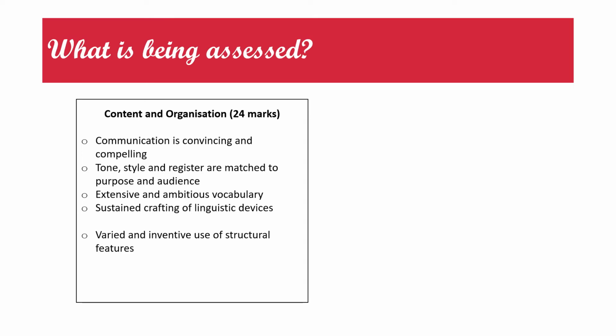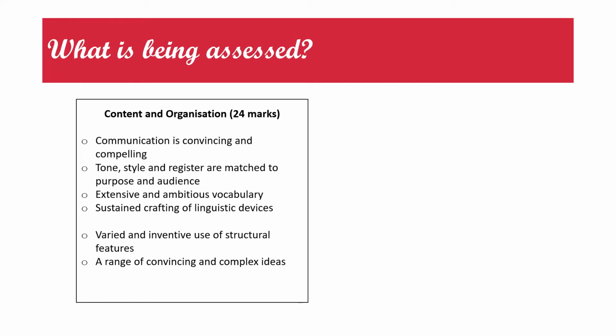Then we need to have varied and inventive use of structural features, and I'm going to show you in this video how we can use a circular structure in our persuasive writing. We need a range of convincing and complex ideas, so make sure that your ideas are reasonable. In terms of them being complex, we're not looking for things that are overly simplistic.